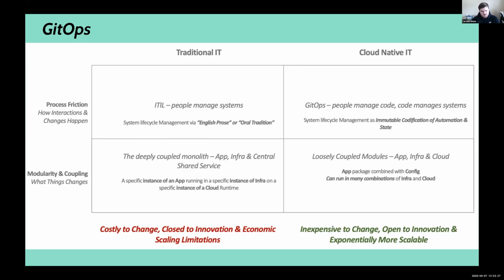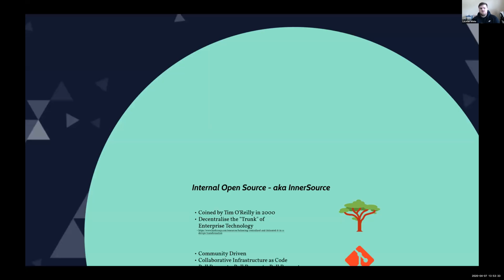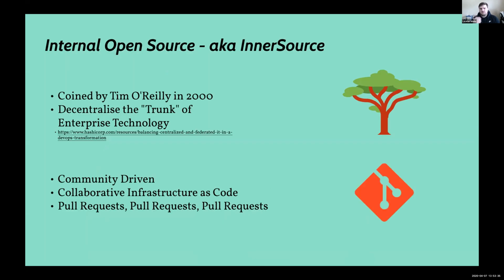Well, at AGL, internal open source, or inner source, as it was coined by Tim O'Reilly in 2000, is kind of what we turn to. And what inner source means is that we use open source software development best practice internally within our own organization to establish an open source like culture.